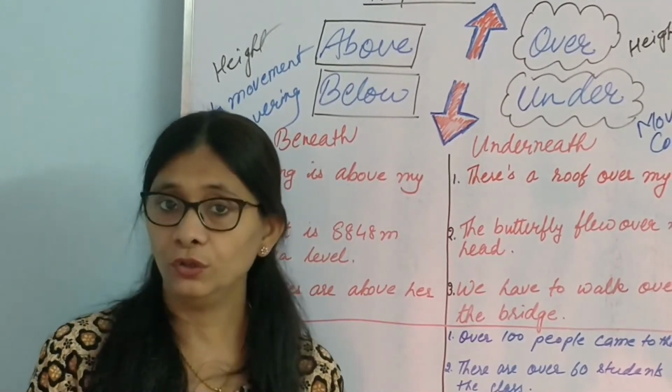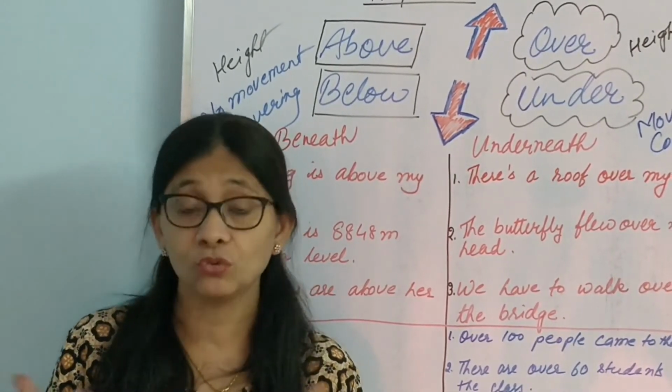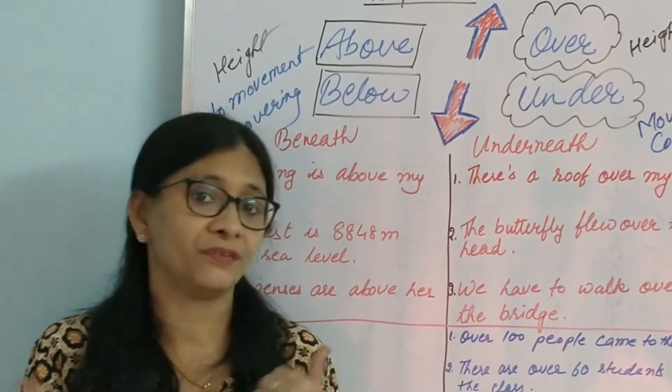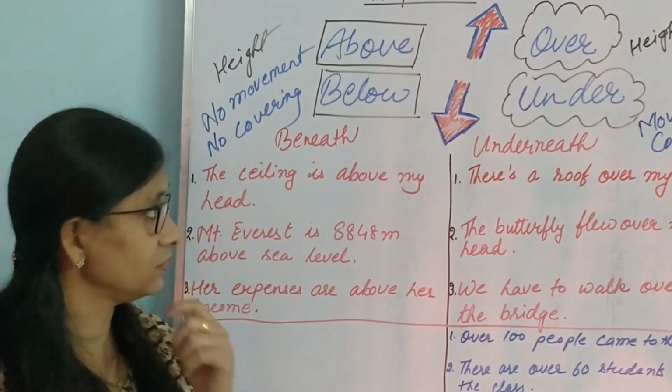Over is also used to mean that it will finish for the day. The school will be over at 3 p.m. That means school will close at 3 p.m. So that's how it is.